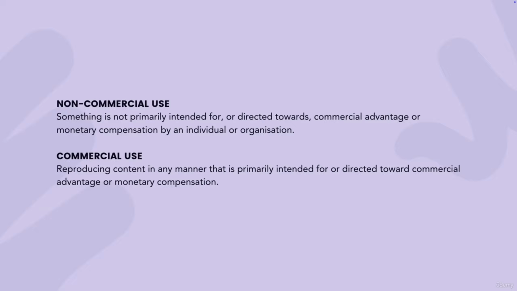Whereas commercial use of an image would be reproducing it in any manner that is primarily intended for or directed towards commercial advantage or monetary compensation. So examples of that would be using images or videos or music or any other media that would be used in TV production or in, let's say, advertising on Facebook or Instagram.